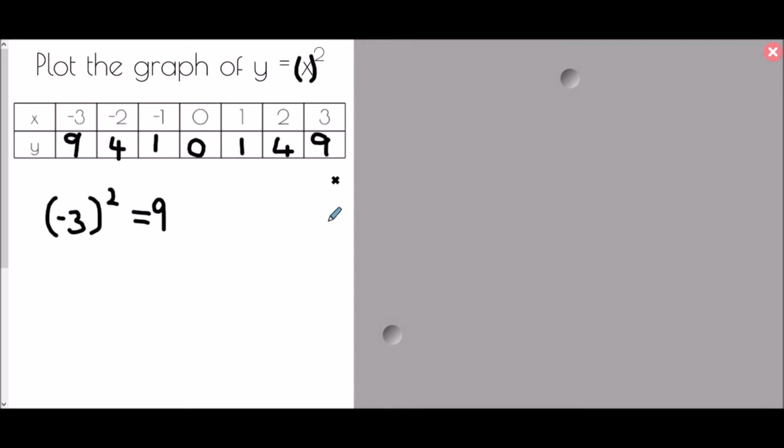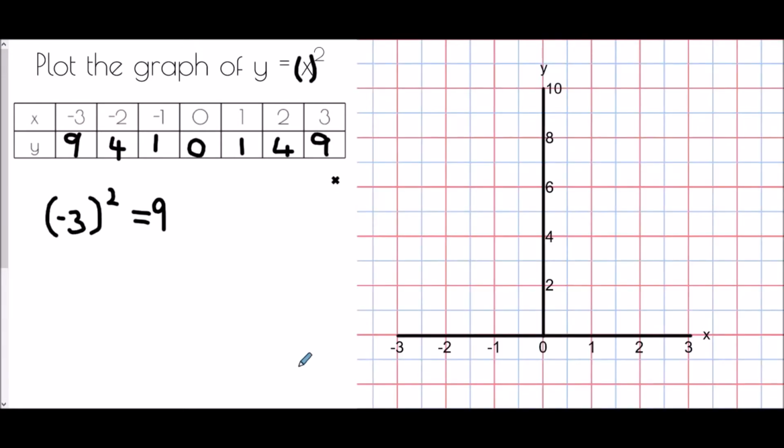Next, now that we've got our table of values, we want to plot those on the graph. At this point, we bring in our graph, and we're going to place points onto the graph corresponding with what we have just worked out. So -3, 9. I'm going to go to -3 and up to 9 and place my point. -2, 4, just there. -1, 1, just there. 0, 0, just there. And then 1, 1, 2, 4, 3, 9.